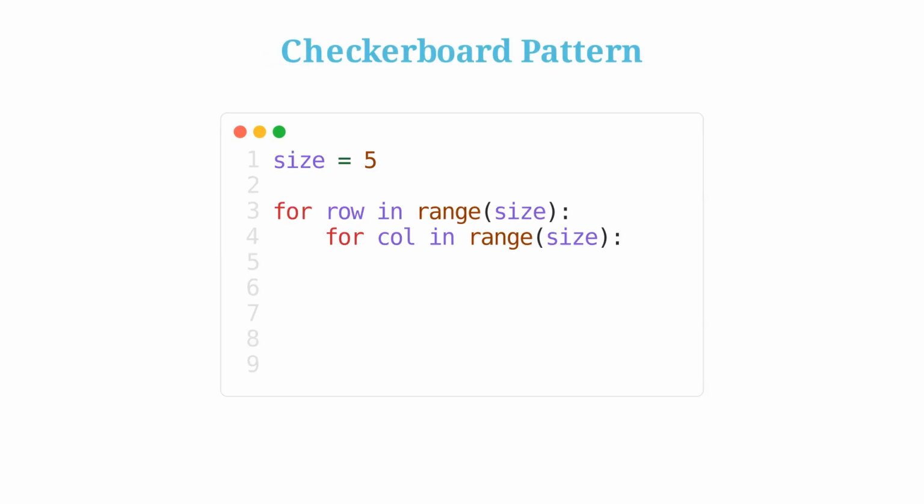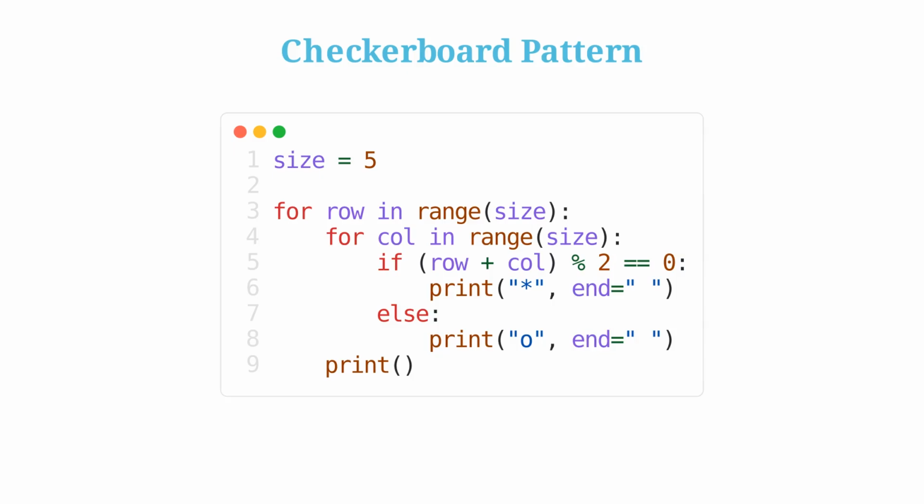Now for the ultimate grid trick, a checkerboard pattern. The magic happens when we add row plus column. If it's even, we print a star. If it's odd, we print an O. This creates perfect alternating squares.